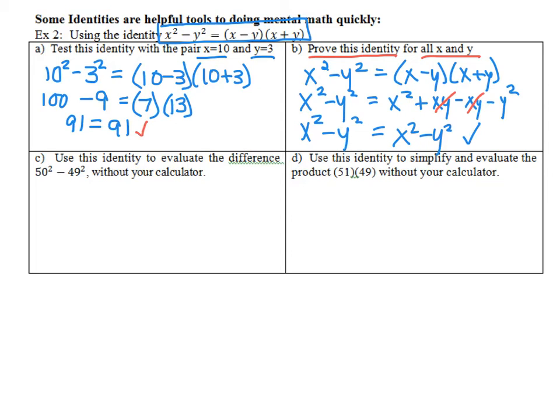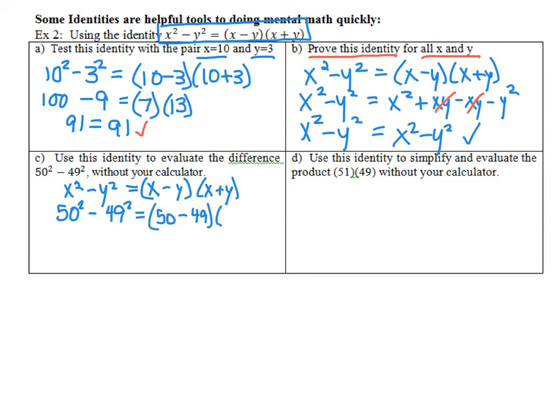In part C, let's use this identity to evaluate the difference of 50 squared minus 49 squared without my calculator. I'm going to go back to what the identity is. X squared minus y squared is equal to x minus y times x plus y. So I'm substituting 50 for x, 49 for y. You'll notice that this would be quite a calculation to do in our head without a graphing calculator. But if every time we see x, we use 50, and every time we see y, we use 49, we have 50 minus 49 times 50 plus 49.